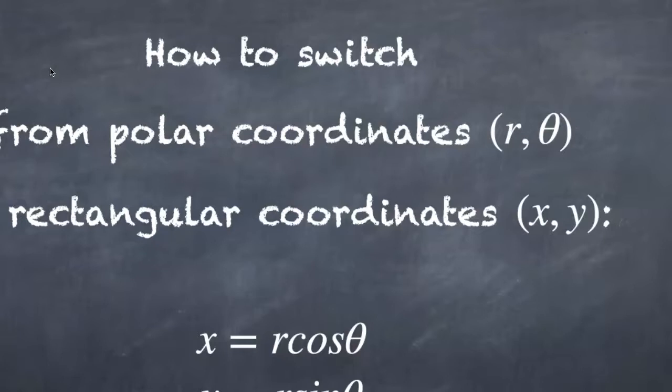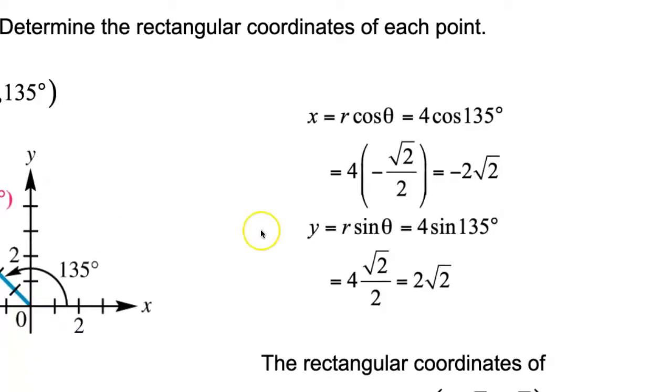So how do we switch from polar coordinates to rectangular coordinates? The secret to doing that are these 2 equations here: x is equal to r cosine theta and y is equal to r sine theta. So for instance, if you have the point 4 comma 135, to get the x value that corresponds to this point, we simply multiply the radius times the cosine of theta. So that would be 4 times cosine of 135 degrees, which would be 4 times negative root 2 over 2, which is equal to negative 2 root 2.